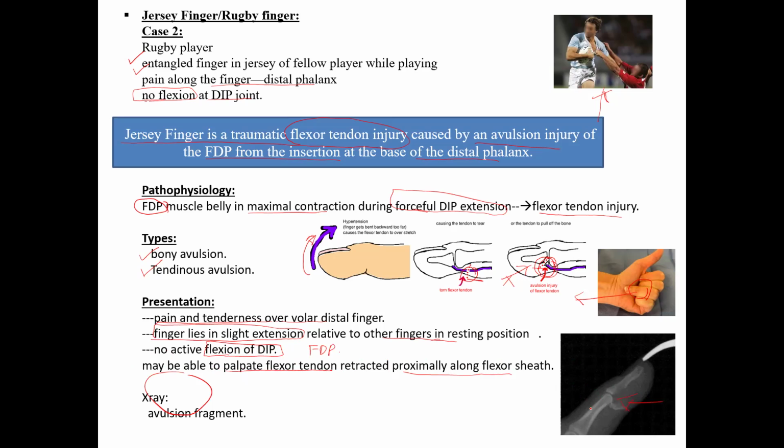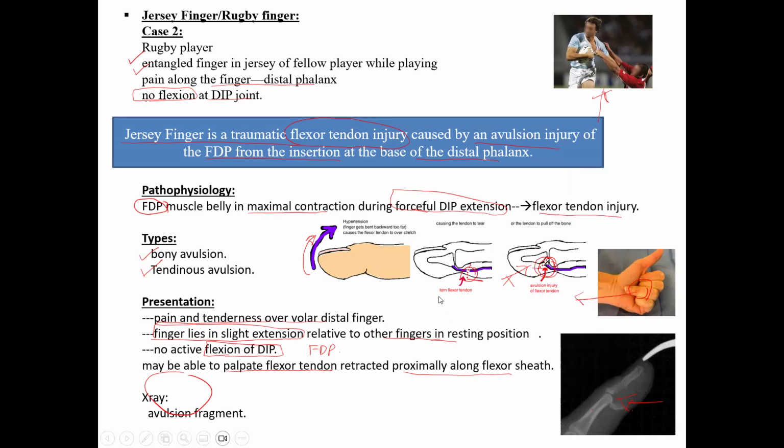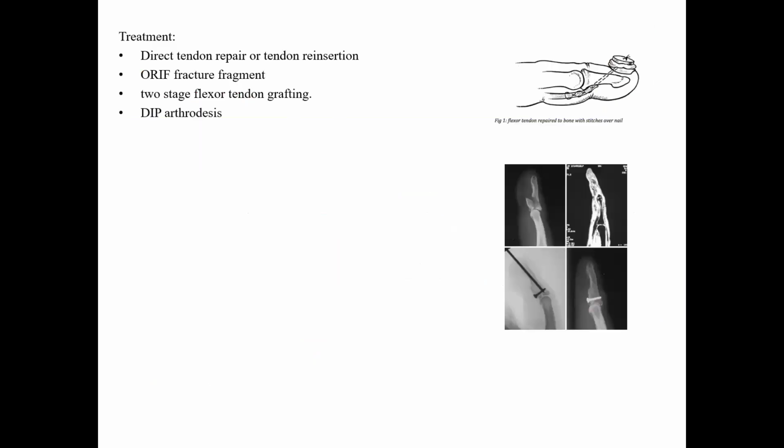This is middle phalanx, distal phalanx, interphalangeal joint. That is distal interphalangeal joint, and the attachment of distal phalanx got avulsed. So patient is having this presentation, which we call as jersey finger. So what is the treatment for jersey finger?